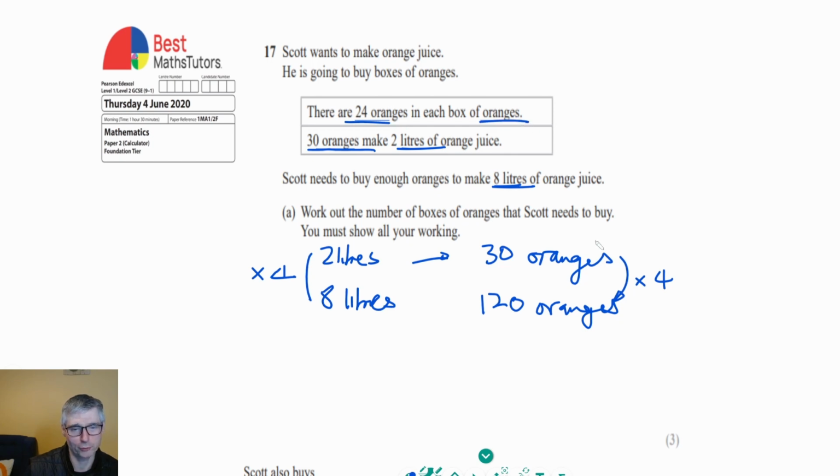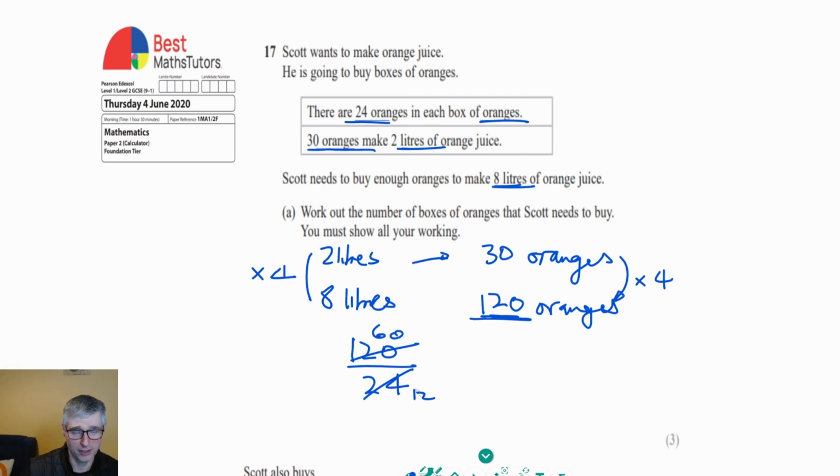And we're told that there's 24 oranges in each box of oranges. So how many boxes would we need? We can do that by dividing the 120 oranges that we require by the number of oranges in each box, which is 24. And I can show that as a fraction, so that's 120 divided by 24. And then if I simplify that, I can cancel it down and make the sum a lot easier. So first of all, I'm just going to divide top and bottom by 2. 2's into 24 go 12 times. 2's into 120 go 60 times.